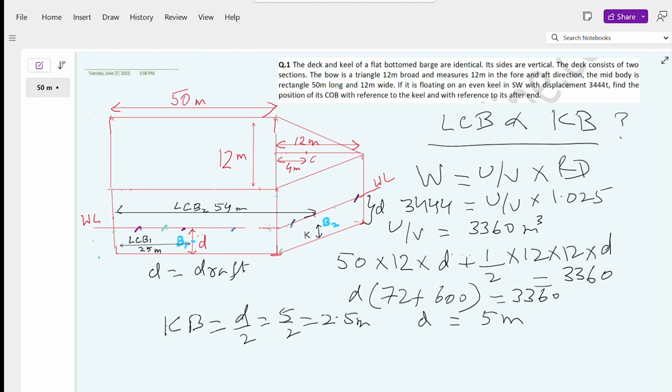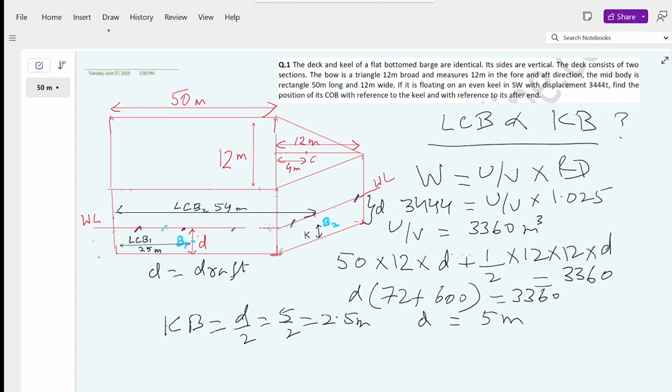Now for the LCB. Okay, B1 I have marked here. B1 is the center of buoyancy of the rectangular section. LCB1 is the length of this buoyancy, B1, from aft part. I am taking reference from the aft part. So LCB1, of course, is a rectangle, and it's the centroid of the rectangle. Center of buoyancy will be halfway from aft. Total length of the rectangle is 50 meter. So LCB1 will be 25 meter.